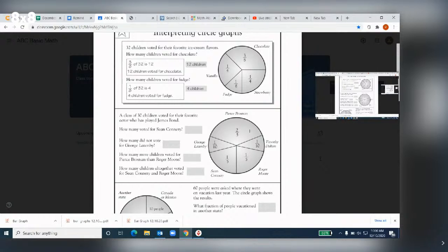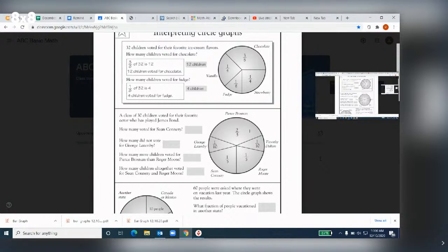Roger Moore is going to be the same at 6. And Timothy Dalton is 1 out of 10, the same as George Lazenby, so that would be 3. So 12 plus 3 is 15, and anyways, all these would add up to 30. So it'd be 30 total students. Each one of these would equal 30 in total. That's just an example, and down below, you would do the same thing.